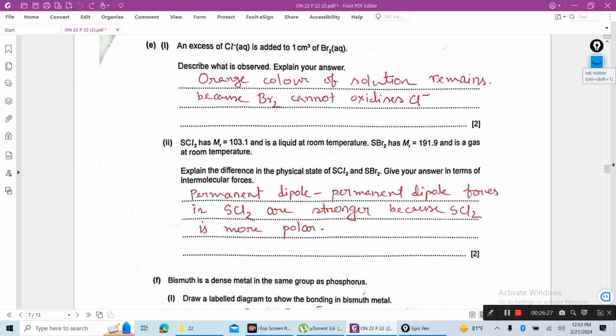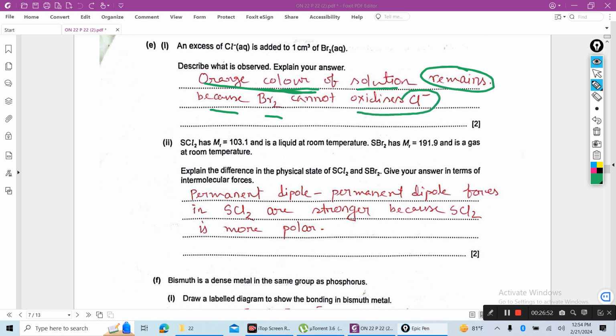Now next one, an excess of chloride ion is added to 1 centimeter cube of aqueous bromine solution. Describe what is observed. Explain your answer. Here the orange color of solution remains the same because bromine cannot oxidize chloride ion. Bromine is less reactive, so bromine cannot oxidize chloride ion. So the orange solution color will remain the same.